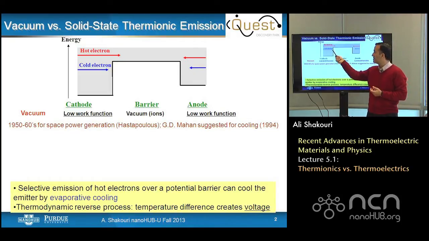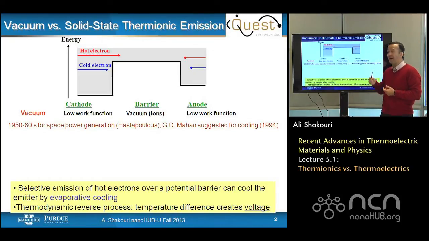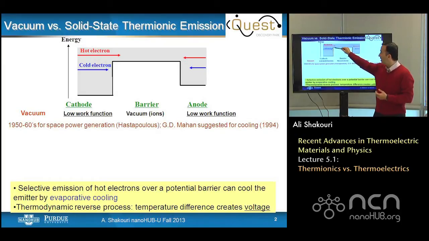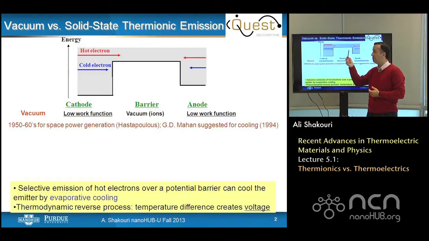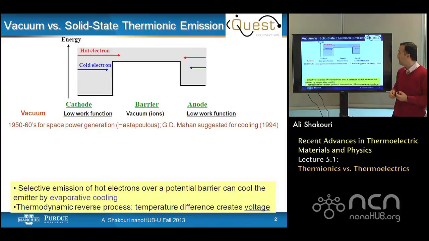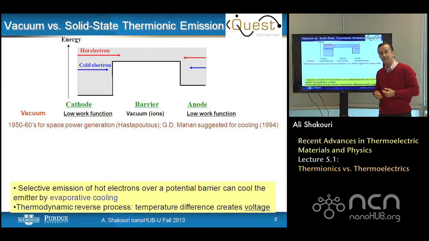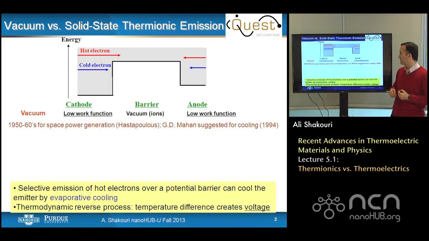Basically, if you have materials with appropriate cathode and anode barrier heights, and the barrier height should be adjusted based on the temperature of the cathode and the temperature of the anode so that the appropriate hot electrons move but the cold electrons are blocked, then you can get very high efficiencies. Hatsopoulos has a nice two-volume textbook on this vacuum thermionic emission. Jerry Mahan in 1994 suggested similar types of vacuum devices could be used for cooling, but only at high temperatures.